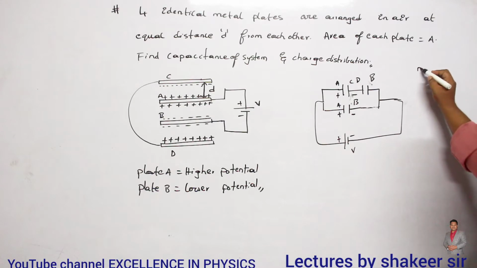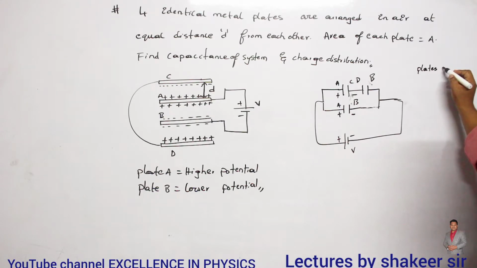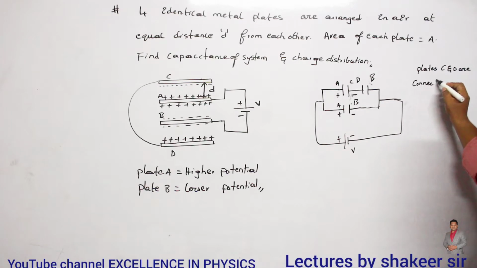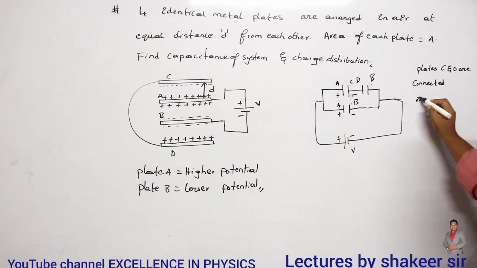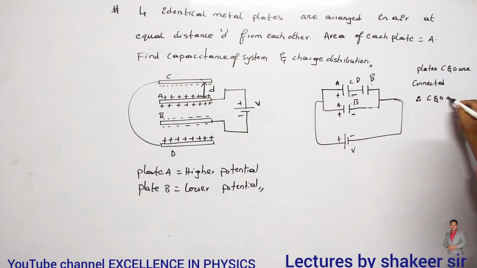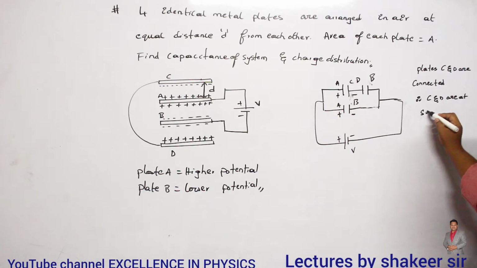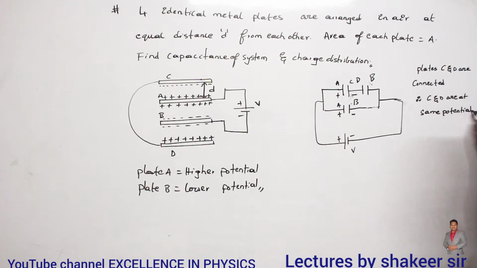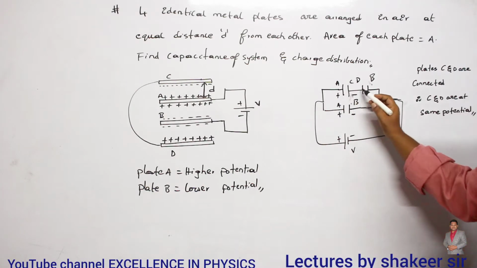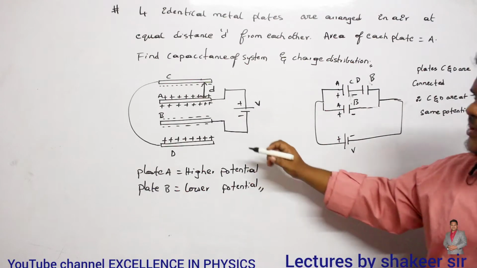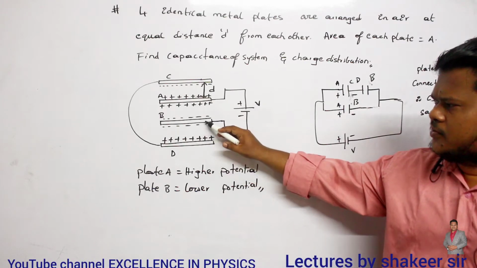So you can write here: plates C and D are connected. Therefore, C and D are at the same potential. Are you able to understand? So we are connecting C and D. Next, D is connected to what? D is connected to plate B.